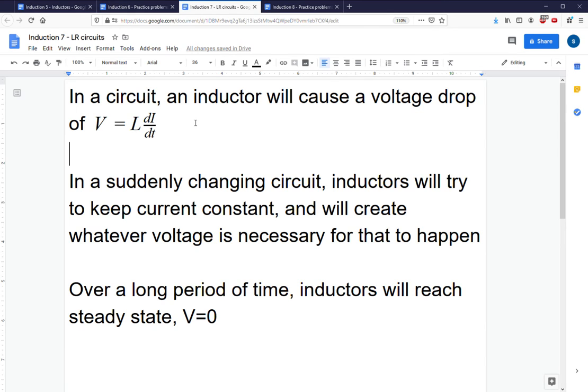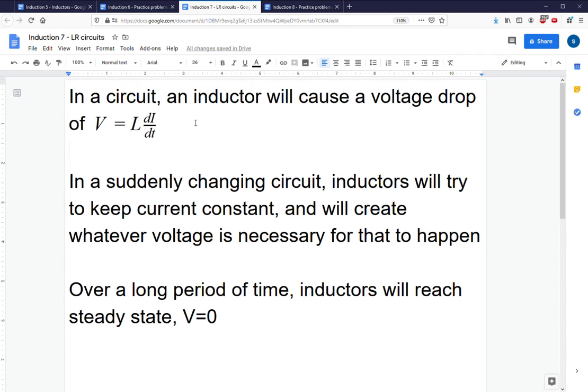Both of these properties are the opposite of how they were for capacitors. Remember, for a capacitor, it keeps the same voltage it had before, and after a long period of time, it has no current. For an inductor, it keeps the same current it had before, and after a long period of time, it has no voltage.